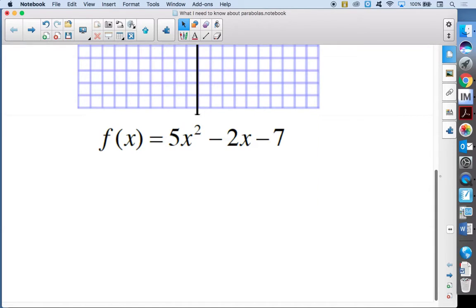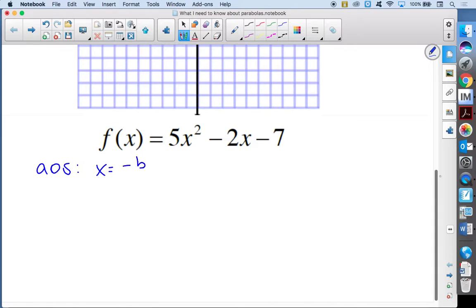Alright, so if you're given an equation in standard form and you're graphing it, what's the first thing you would find if you're graphing a parabola? The AOS, the axis of symmetry. That's this. So, Cooper, when it's in standard form, the axis of symmetry is what? Negative b over 2a. Good. Negative b over 2a.